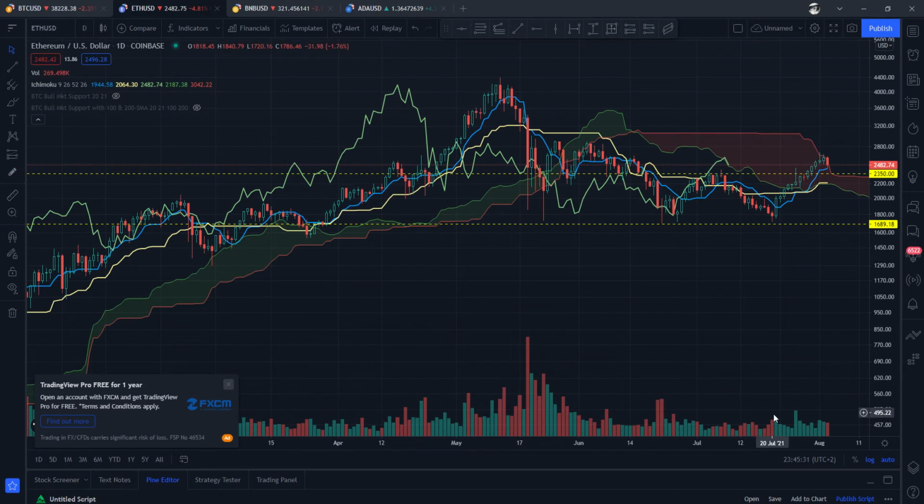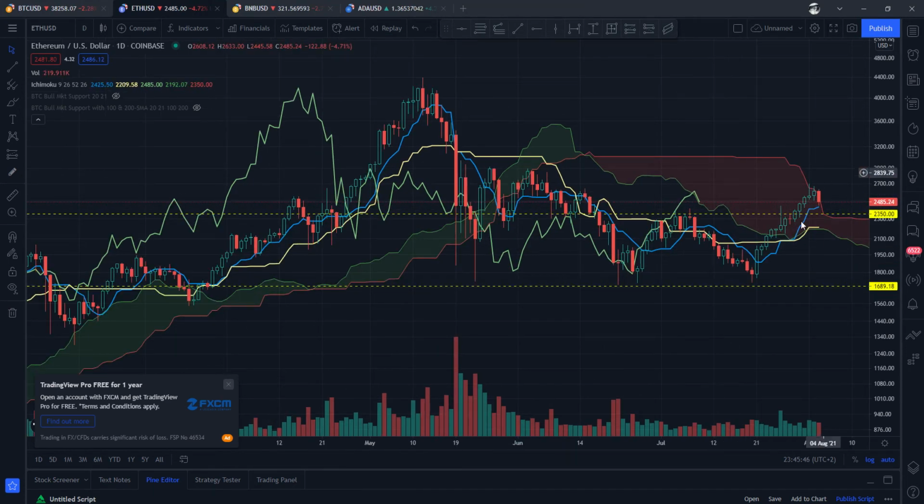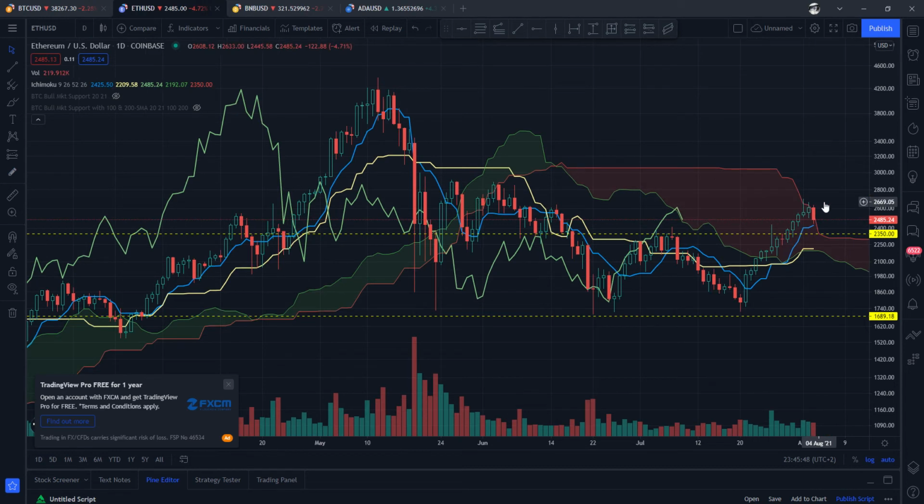Let's have a quick look at Ethereum. Things are a little bit different with Ethereum here. It's showing signs of being very weakly bullish. Price action, as you can see, is still within the cloud, just about. There's a massive bearish engulfing here. So that's a bit concerning, but we shall see.